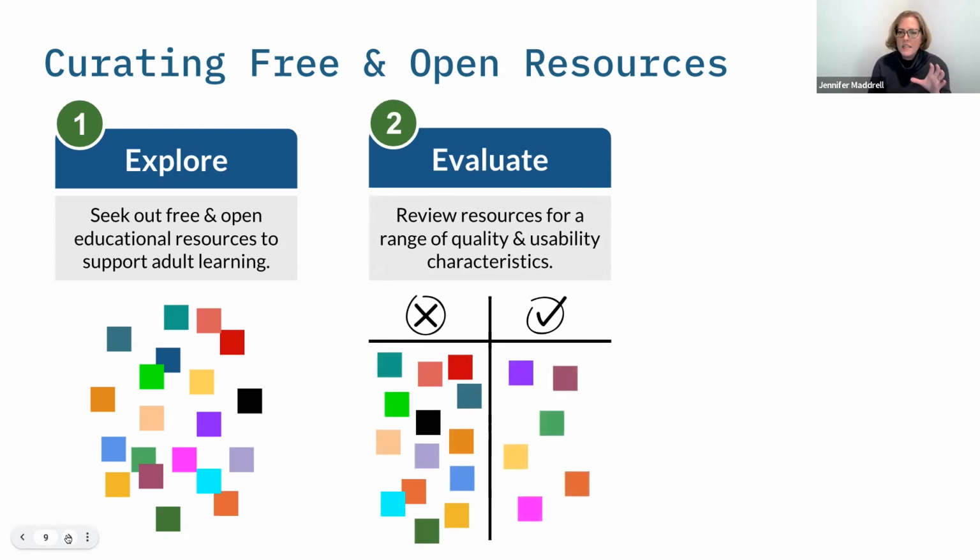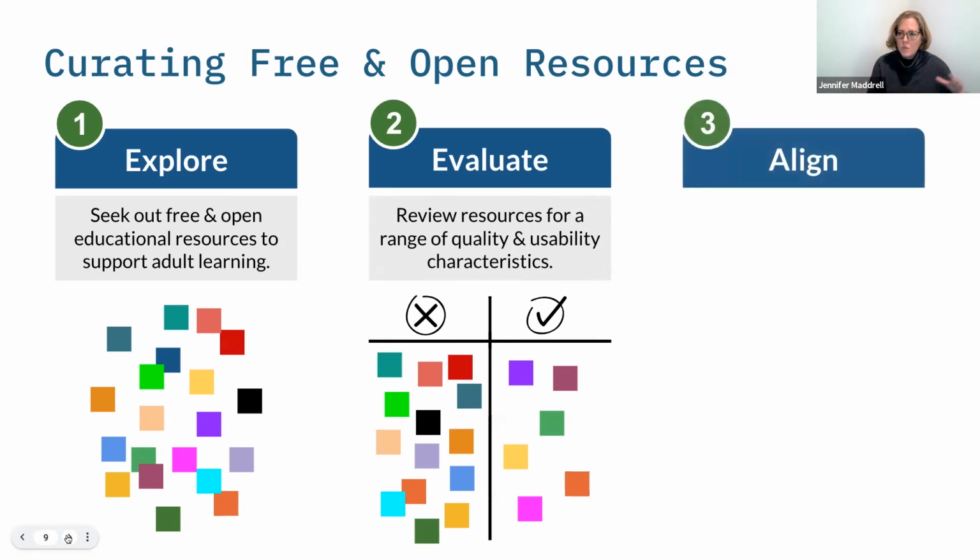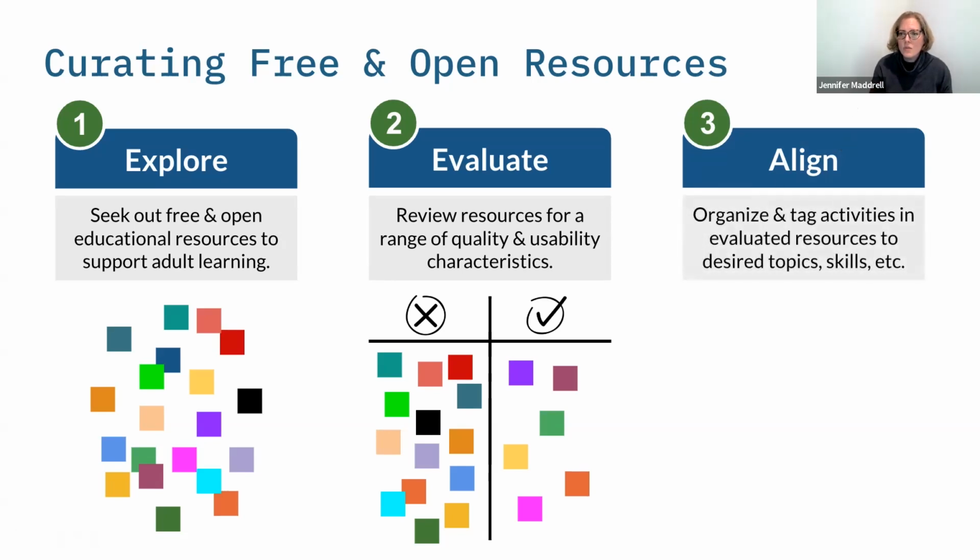And then what we zone in on are the resources that meet the quality and usability features that we're looking for. Once we get those resources, we call them repositories of resources. That might be something like Khan Academy, where you've got a range of different activities that are part of the resource. What we do then is align those resources. What alignment really means is we organize the resources and tag the activities within them to desired topics or skills.